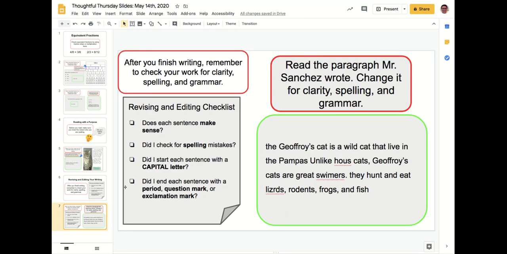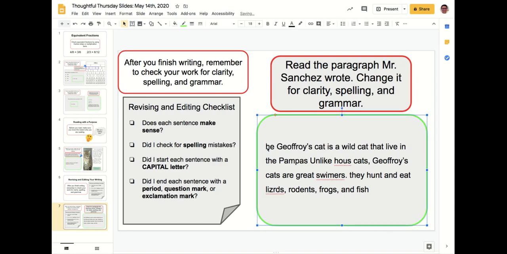I'm going to be using this checklist as I read this. The direction says, read the paragraph Mr. Sanchez wrote. Change it for clarity, spelling, and grammar. And I can use this checklist to help me out. So as I start reading, I immediately notice that I did not start with a capital letter. There we go. The Jeffries cat is a wild cat that live in the pampas.